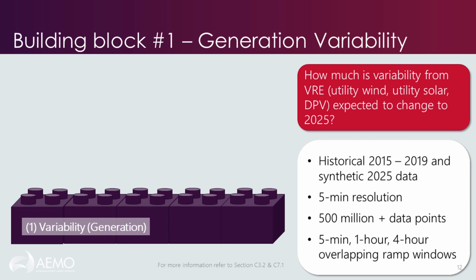So by overlapping intervals, I'll give you an example. For 1-hour ramps, we might assess the change in megawatts between 9 and 10 a.m. in the morning, and then between 9:05 and 10:05, then 9:10 and 10:10, and so on and so forth. So a 1-hour interval shifted every 5 minutes.